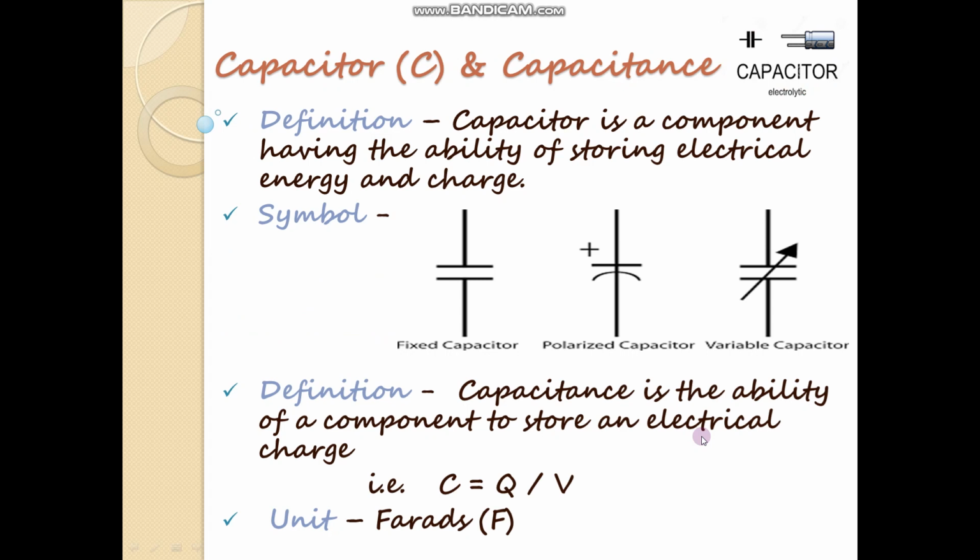The next concept is capacitor and capacitance. So what is the capacitor? It is also a component which has the ability of storing electrical energy or electrical charge. See, this is the symbol for capacitor. This is the fixed capacitor. The second one is the polarized capacitor and the third one is the variable capacitor. Now what is the capacitance? It is the ability of that component to store an electrical charge. How to find it? C equals Q upon V, meaning charge upon voltage. Its unit is farads.